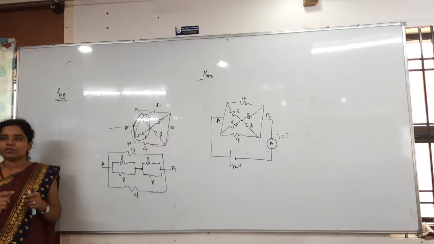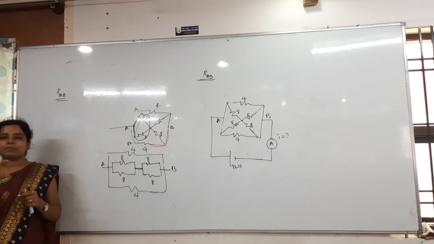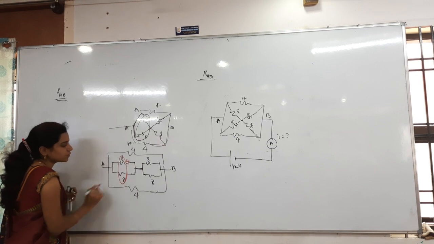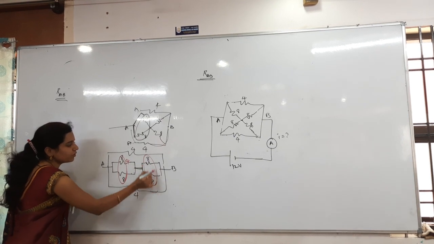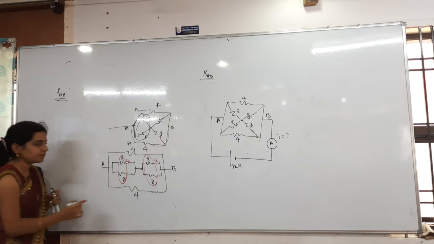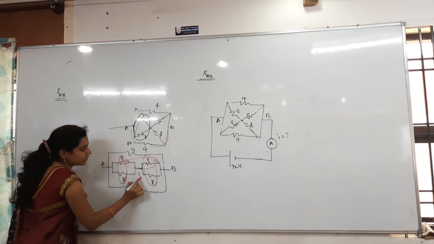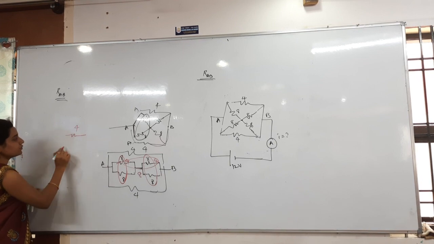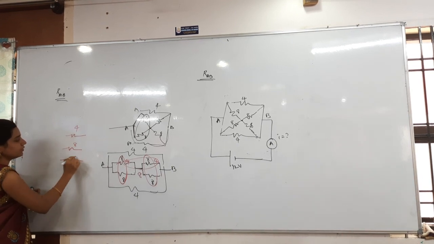Parallel 8, 8, what is the answer? 8 by 2. When R are connected in parallel, the answer is R by N. So this will be how much here? 4. This is 4. This is also how much here? 4 only. This 4, 4, which combination is it? Series combination. Series, nothing but what can I say here? 8. Now my circuit became like this. This is 4 and then here 8 and then here 4.